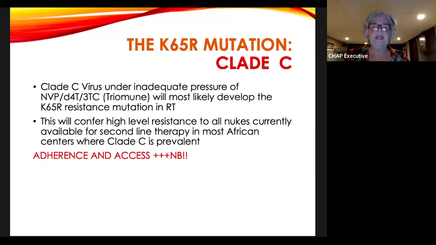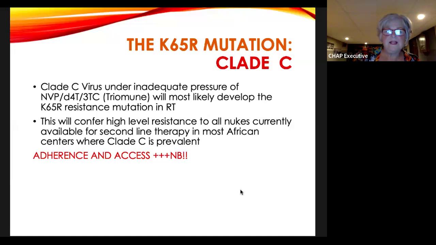K65R mutation does behave differently, and this is the first time I'm going to introduce you to the fact that sometimes resistance is different with different clades, and we need to talk about that because we're going to cover that in a little bit. But say clade C virus, which is more common in some more resource poor settings of the world, under inadequate pressure with a drug that was used in Africa, for example, were most likely to develop the 65R mutation in RT.